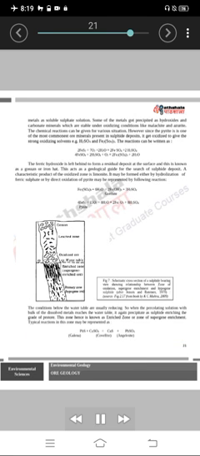metals in soluble sulfate solution. Some of the metals get precipitated as hydroxides and carbonate minerals which are stable under oxidizing conditions like malachite and azurite. The chemical reactions can be given for various situations. However, since pyrite is one of the most common ore minerals present in sulfide deposits, it gets oxidized to give the strong oxidizing solvents, e.g. H2SO4 and Fe2(SO4)3. The reactions can be written as.